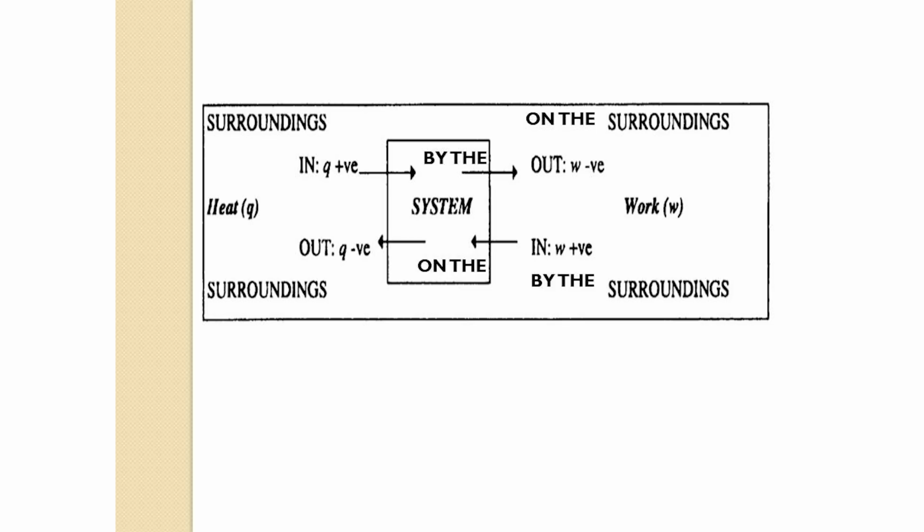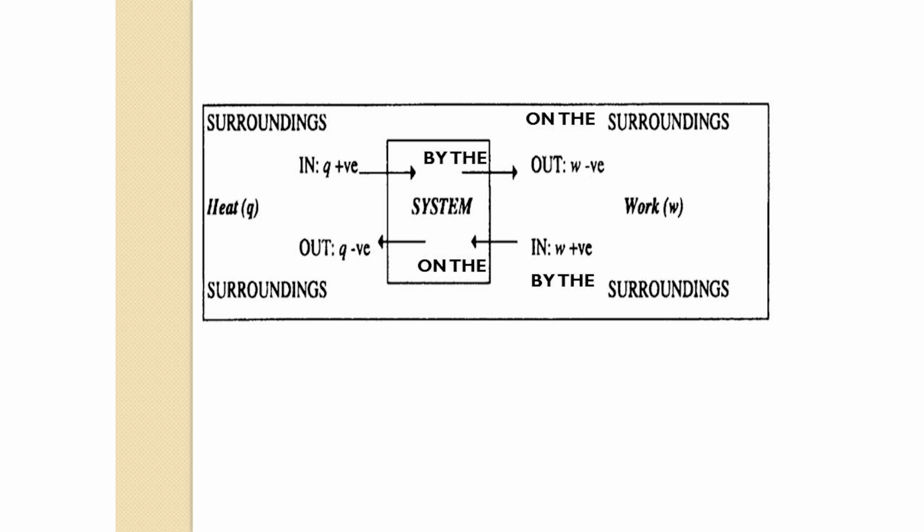See the diagram of system and surrounding. What is the sign convention of heat and work in this diagram? Heat added to the system. What will be the value of heat when heat is added to the system? Q will be positive. That is heat absorbed on the system. When heat is given out from the system, what will be the value of heat? Q will be negative. That is heat is evolved from the system.